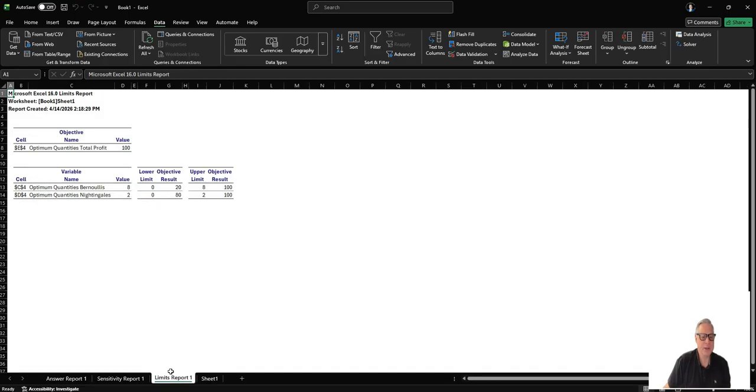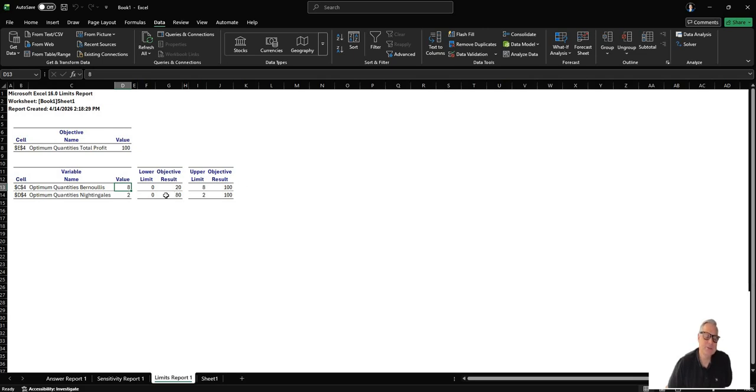Okay, so now let's move to the limits report. The limits report basically tells you what happens if you lose the production of an entire product line. So our optimum is that we produce 8 Bernoullis and 2 Nightingales, and our profit is 100. If we lost all 8 Bernoullis, our objective would drop to 20. But if we produce the 8, our objective, which is the profit, goes up to 100.